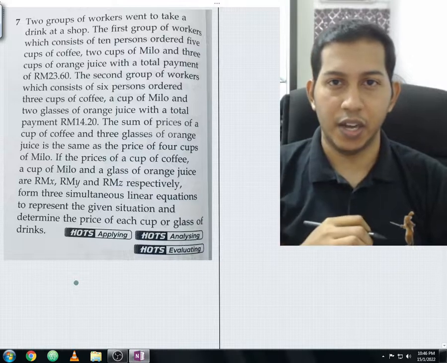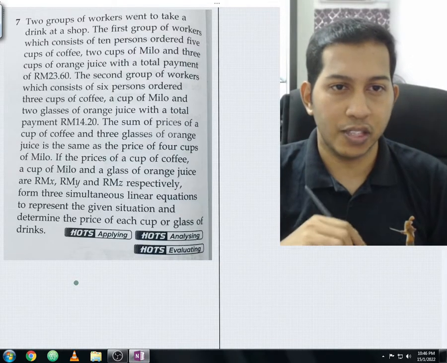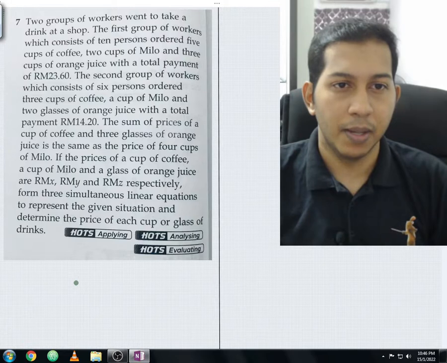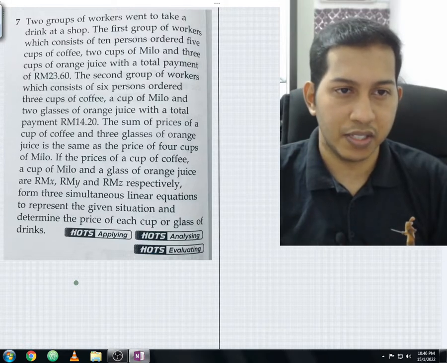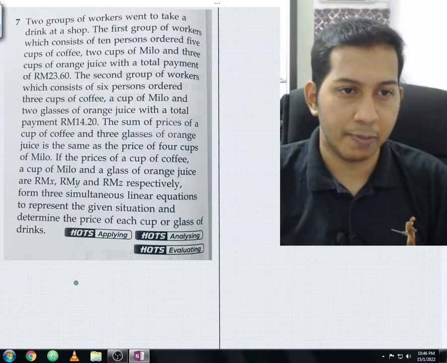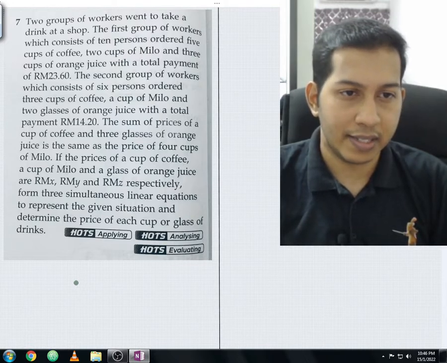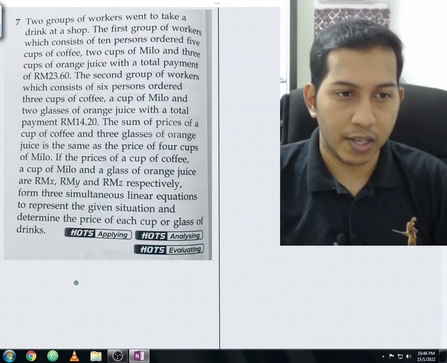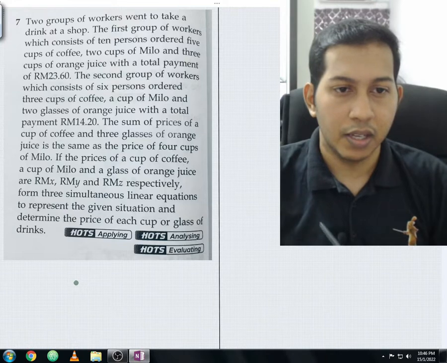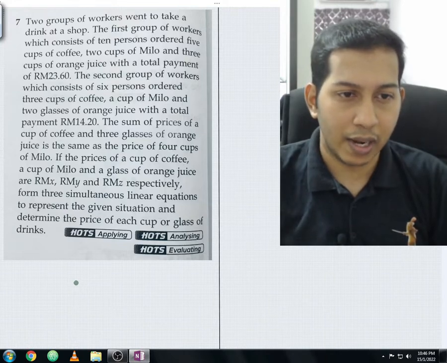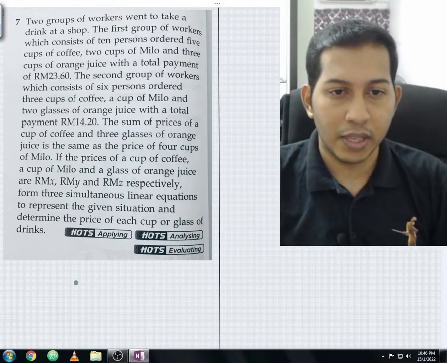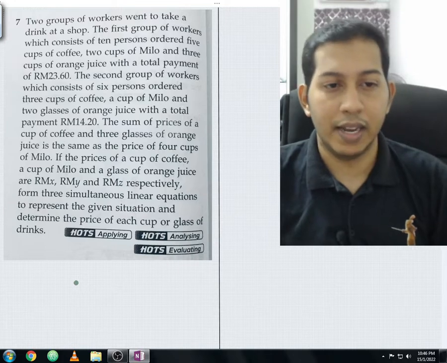Let me read the question now. Two groups of workers went to take a drink at a shop. The first group of workers, which consists of 10 persons, ordered 5 cups of coffee, 2 cups of Milo and 3 cups of orange juice with a total payment of 23 ringgit 60 cent. The second group of workers, which consists of 6 persons, ordered 3 cups of coffee, a cup of Milo and 2 glasses of orange juice with a total payment 14 ringgit 20 cent.